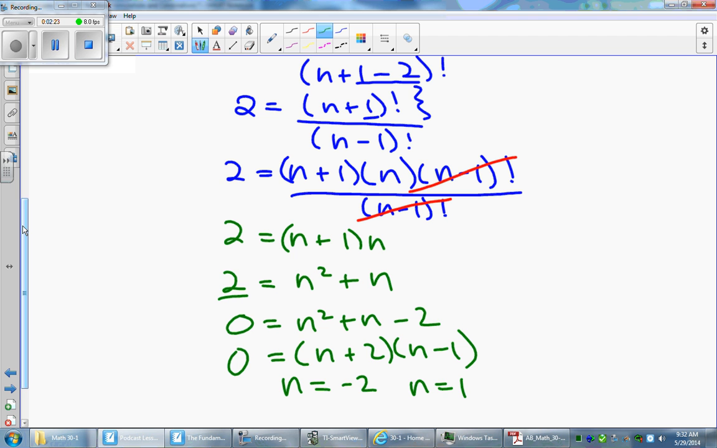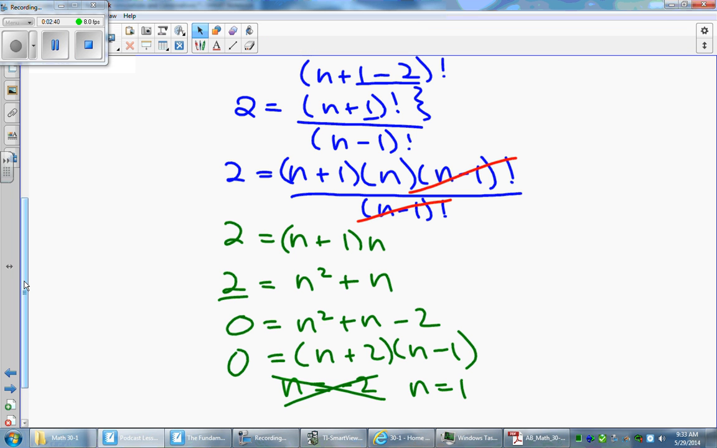So once again, we do have restrictions on the actual n value, and it can't be negative. We can't arrange a negative set of objects. So negative 2 cannot work here, so that's considered extraneous. So the only solution for n here is n is equal to 1.